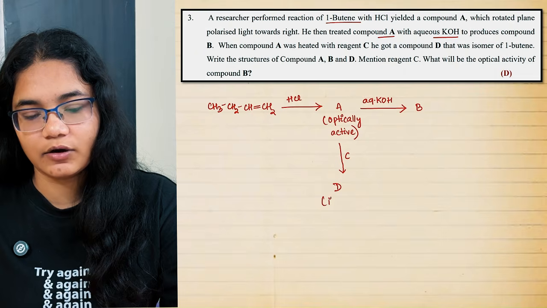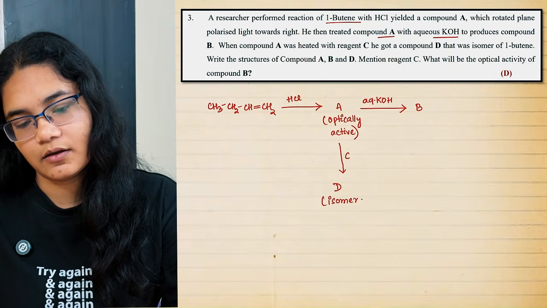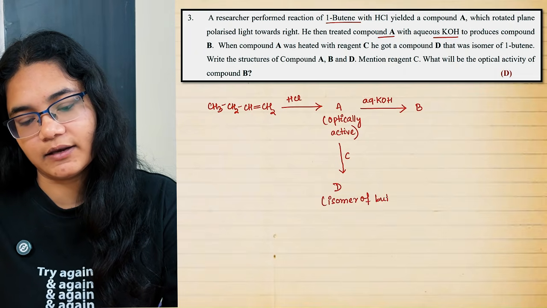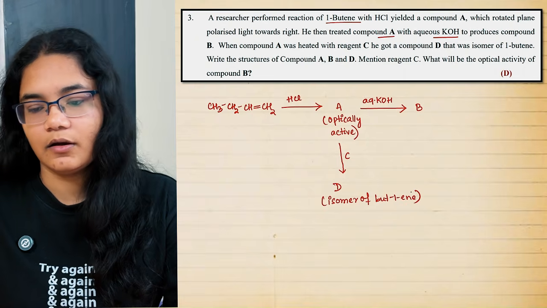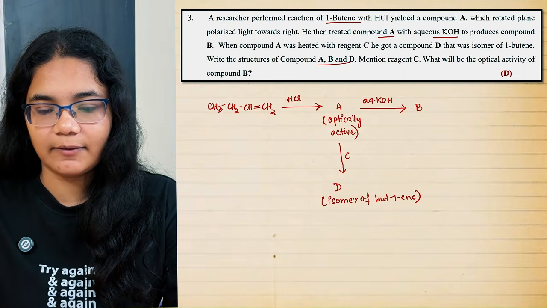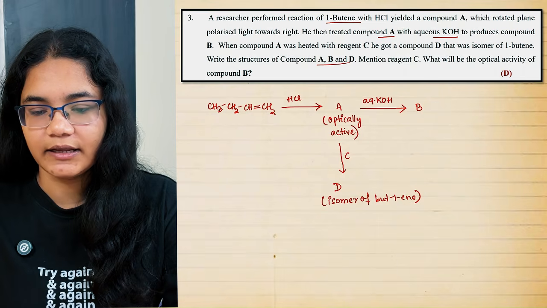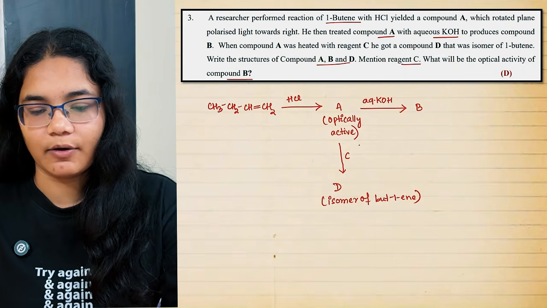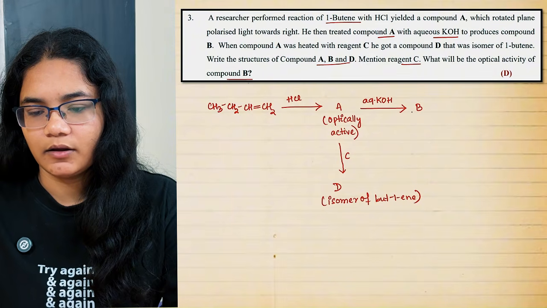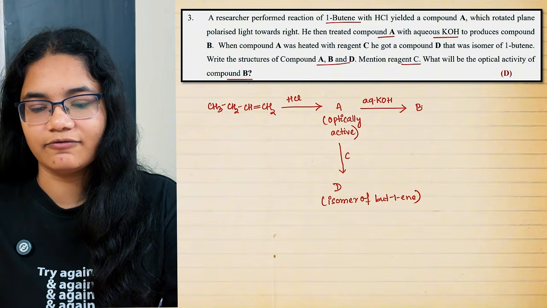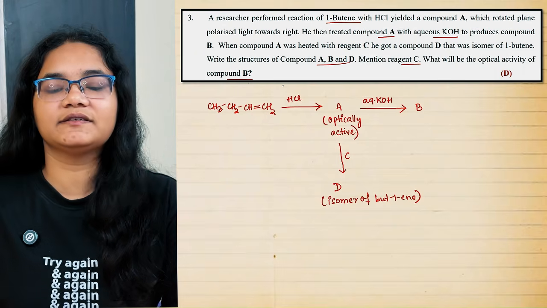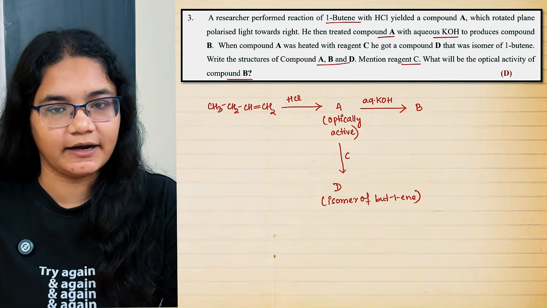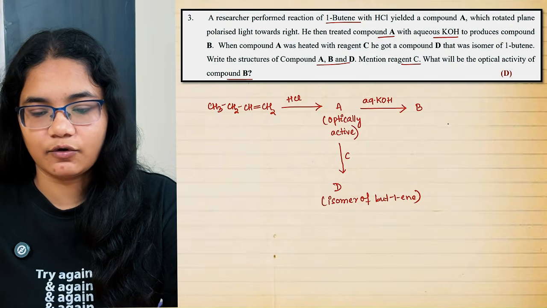So this D is an isomer of but-1-ene. Write the structures of A, B and D and mention the reagent C. Then what will be the optical activity of compound B? Okay, so now let's start here. First of all, if HCl is added, Markovnikov's rule will be followed. So what will be A here?